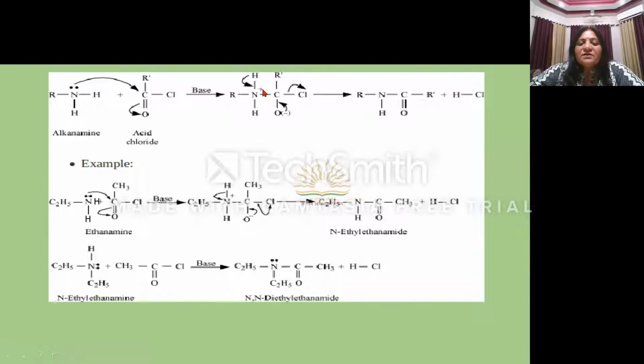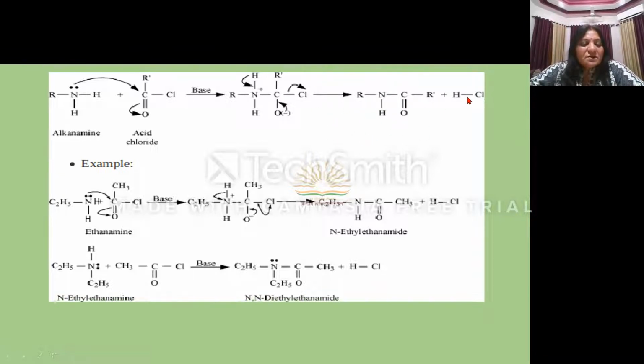Now the electrons between nitrogen and hydrogen will shift towards the nitrogen atom to fulfill the electron deficiency on the nitrogen atom. So the amide is formed. The NHCO group is an amide, with the liberation of HCl.